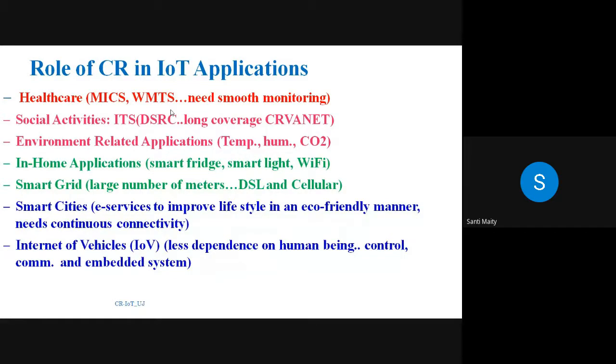Now, people are looking for less dependence on human beings. So we can look for a kind of internet of vehicles, which has the module of communication, control and embedded systems. All these are possible, provided we have knowledge of the network conditions. So we have to have knowledge about the network environment, and that is essential for CR-IoT system design. So this is the role of CR in different IoT applications, and I would like to highlight why CR looks to be potential in all these diversified fields of IoT applications.